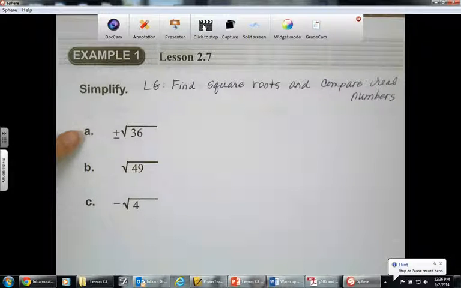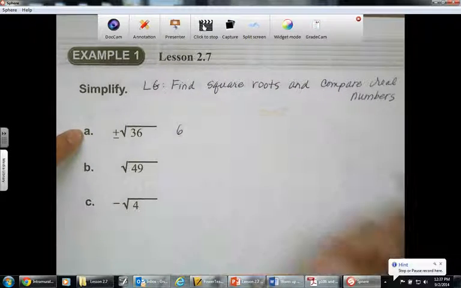Can anybody guess what they're wanting on letter A? Why do they have that funky little symbol out in front of it here? Carter? Good guess. David? Well, how can I have two answers? How can I have a positive and a negative? Jackson? If you multiply two negatives together, you still get a positive. Very good. So you guys all know the square root of 36 is 6.